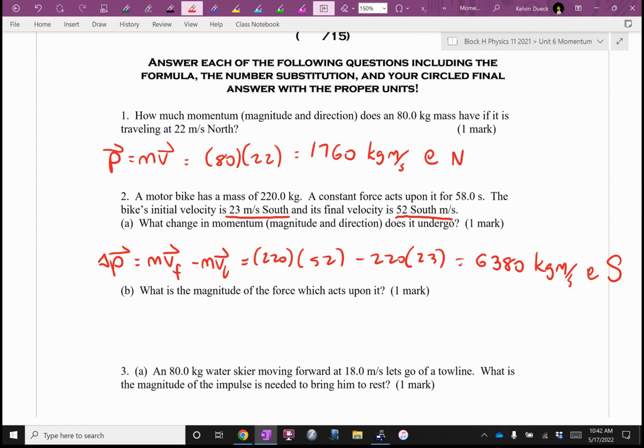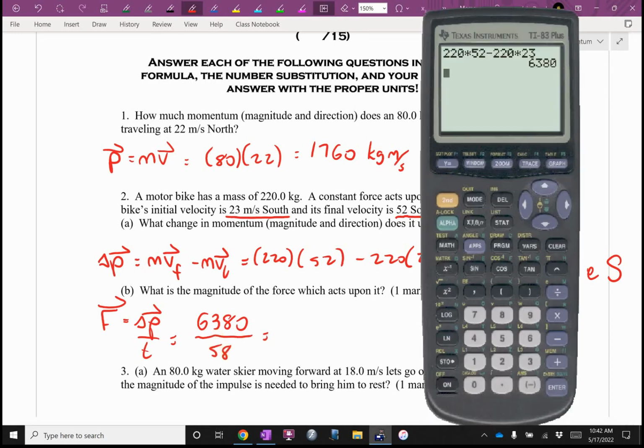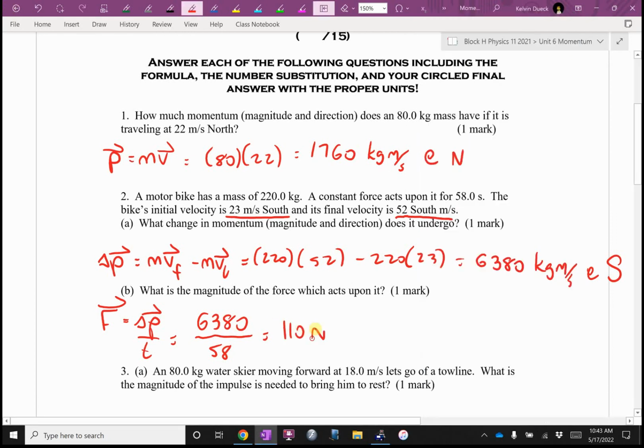What's the magnitude of the force which acts upon it? You could go F equals ma, and then you could find a, and if you did that, I'll give you full credit. But the fact that I just found impulse, I think I can also say that force is impulse divided by time. It's going to be 6,380 divided by 58. It's going to be 110 newtons. Direction, they didn't ask for it. They just said magnitude, but I'm pretty sure since I got a positive answer, it would also be south.